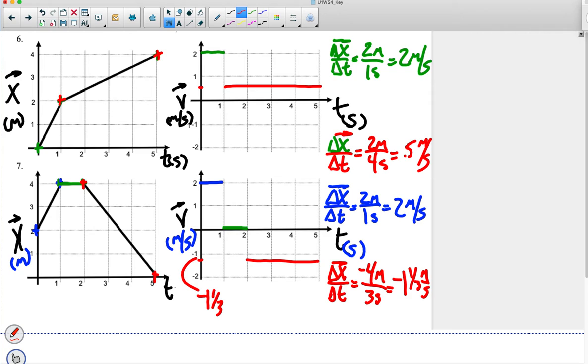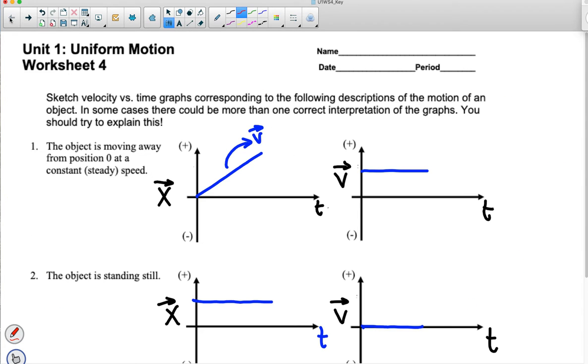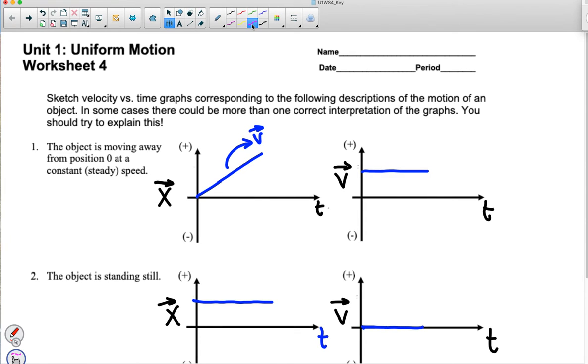So we did say that we could do some additional things with these. What I've talked about so far is all that would really be expected. But if you wanted to stretch yourself a little further, check out number 1. What's a different way that an object could move away from 0 at a steady speed? Well, couldn't it also do this? In which case, what would the velocity versus time graph look like? Constant negative slope means a constant negative velocity.